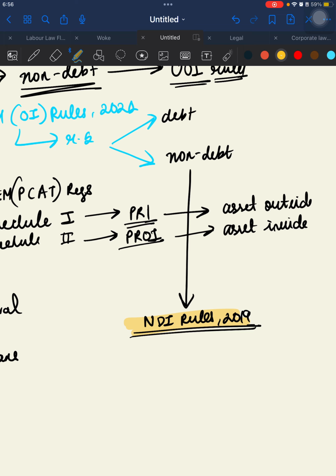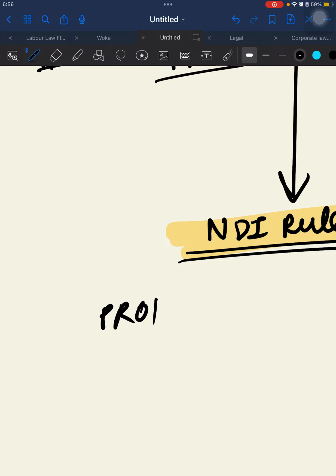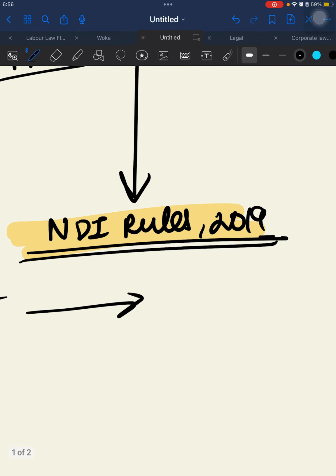NDI stands for non-debt instrument rules, so this is essentially equity or investment. A bulk of corporate transactional work happens under the NDI rules. So you refer to the NDI rules and you look at the sectoral caps. For example, if I'm a person resident outside India and I am investing into India, I check the NDI rules for caps. And I'm just giving ideas, I don't know if these are real caps or not.